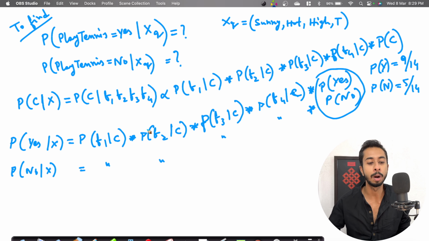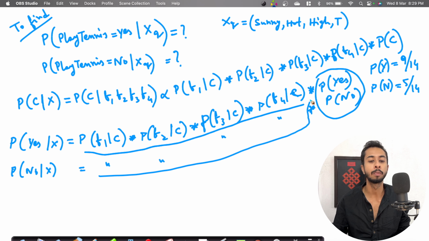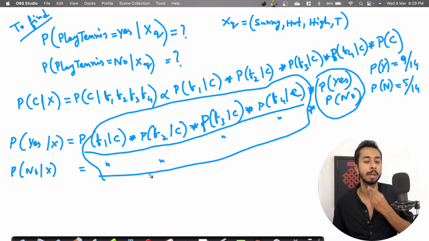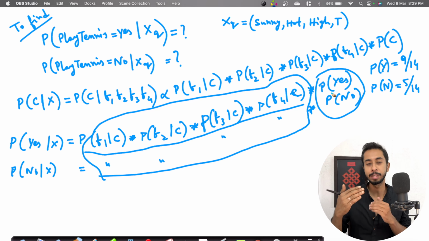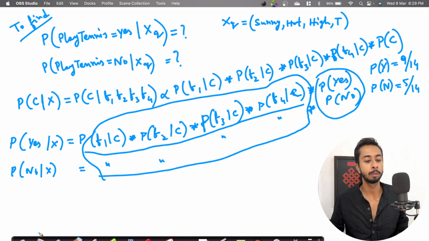So what we need to find now are these four values, right? These four values will be the same. The probability of F1 given C will be used here, and it will be used here also, the same. So we need to find these four values, because we already have these two values. With these two values, the probability of yes and the probability of no given x will be changing. Okay, so this is what we need to find out. Now let's go to the training phase.